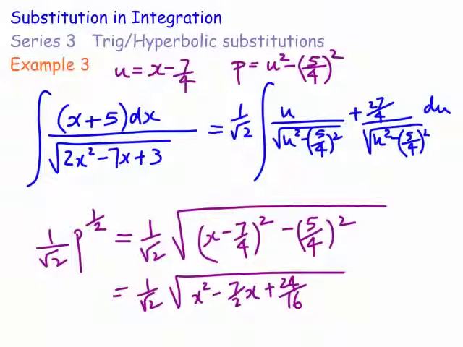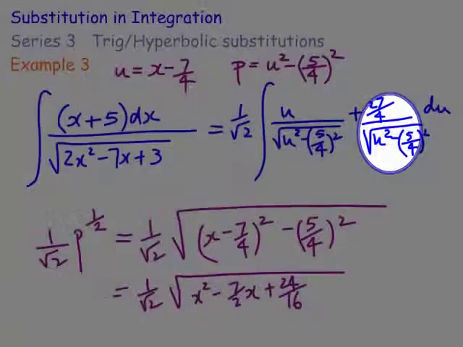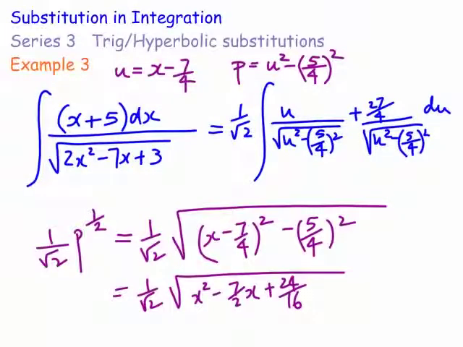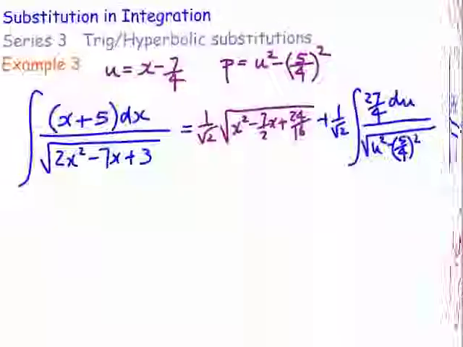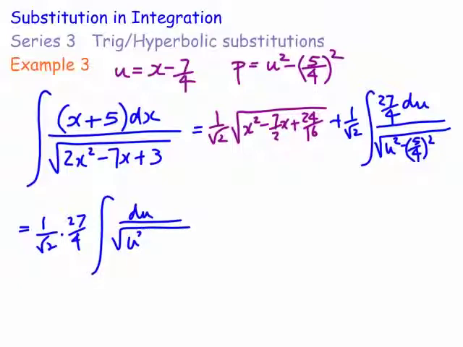And the second part is really what we want to look at. This is the actual trig substitution here, but you can see we have to do a fair bit of work in the beginning stages just to try and simplify. We've done the first part, now let's look at the second part. Now I'll take the 27 on 4 out, so we're going to get 1 on root 2 multiplied by 27 on 4, integral du over the square root of (u squared minus 5 on 4) all squared.